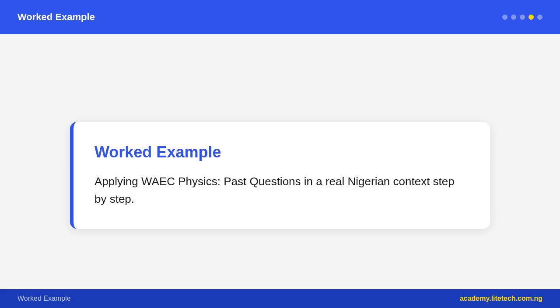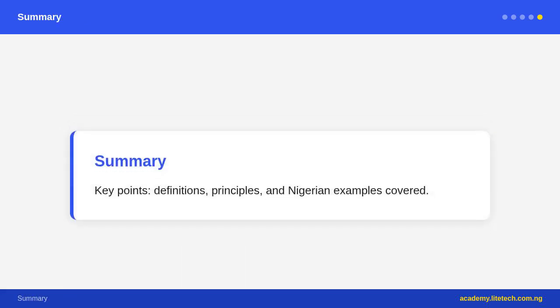Error 4. Omitting to show working. WAEC markers award method marks even if the final answer is wrong. Always show every step. Error 5. Wrong reading of nuclear notation. A is the mass number, top left; Z is the atomic number, bottom left. Number of neutrons equals A minus Z, not A alone. Error 6. Not labeling diagrams. When asked to draw circuits, ray diagrams, or energy level diagrams, label all components and quantities.